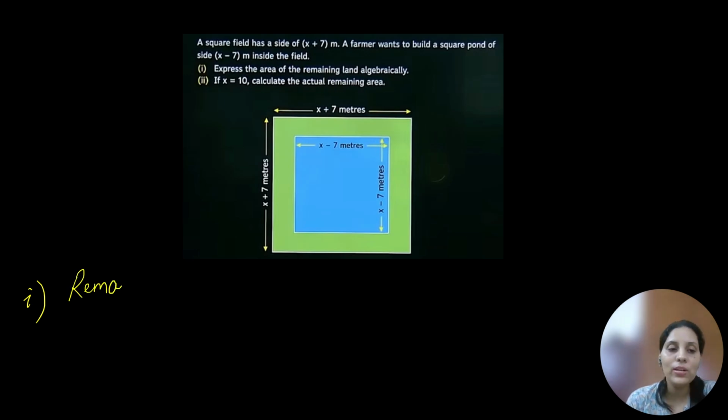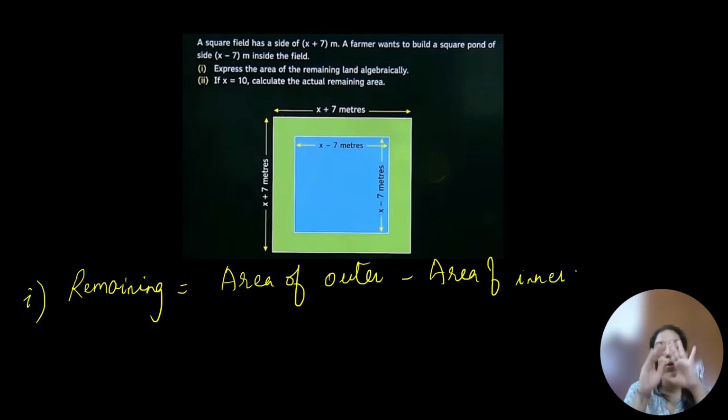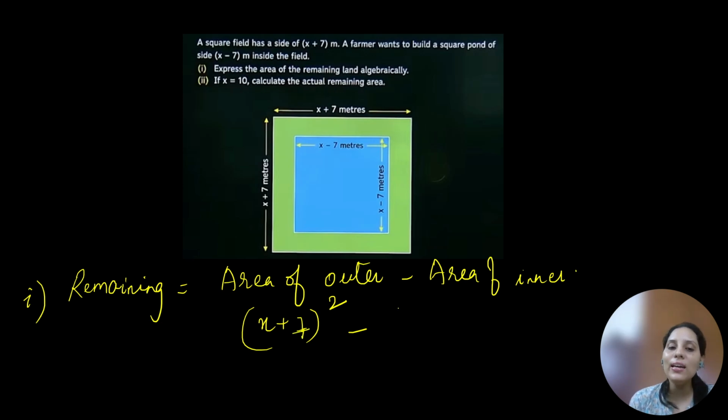Remaining is equal to area of outer minus area of inner. See, from the outer area, if I subtract my inner area, I'm going to get the green portion. So outer area, what is the area of a square? A square. And what is the side given? x plus 7. So (x plus 7) whole square, side square. Similarly, inner area is going to be (x minus 7) whole square.